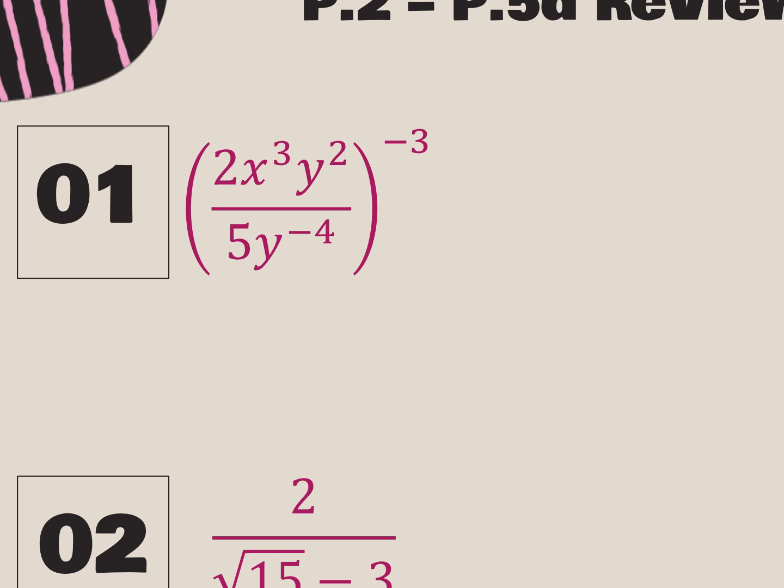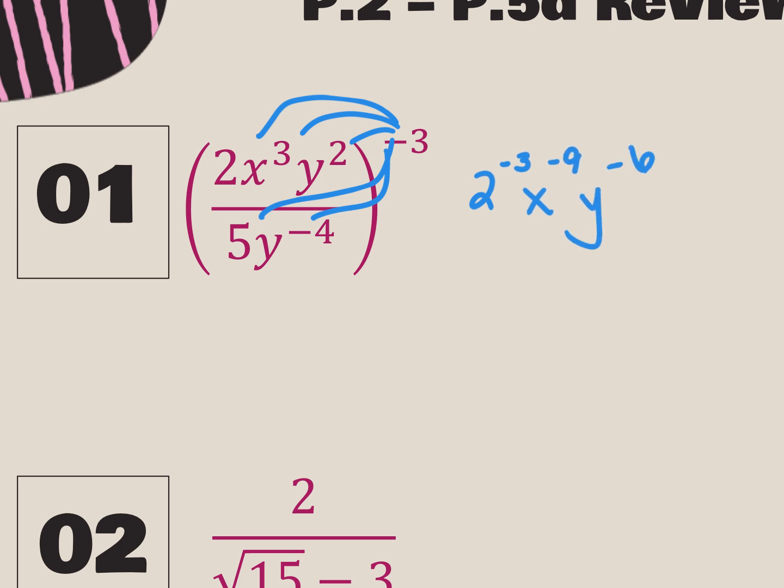So if I look at number 1 on this Classkick, what do I do with that -3 exponent? We're going to distribute it to everything in the numerator and the denominator. So I'm going to go ahead and rewrite. So I have 2 to the -3rd, x to the what? -9, good. Y to the -6, perfect. And then I have 5 to the -3rd and y to the +12.